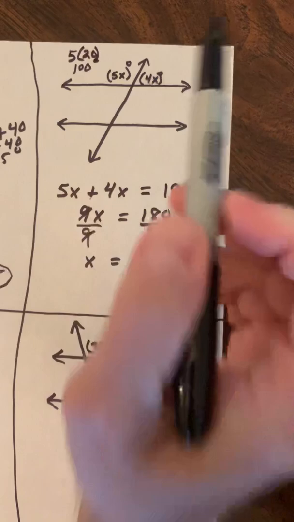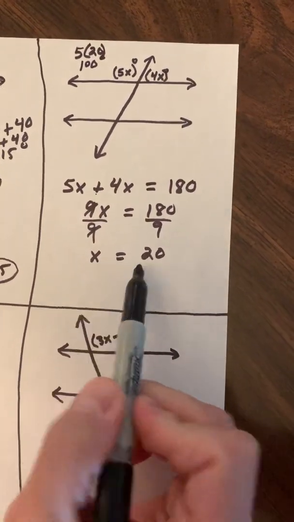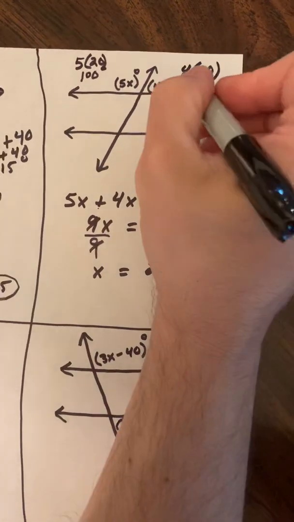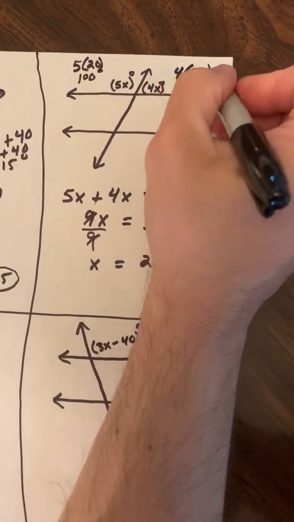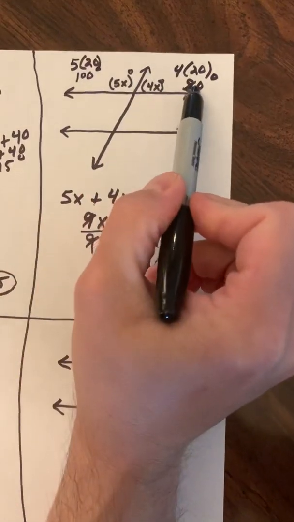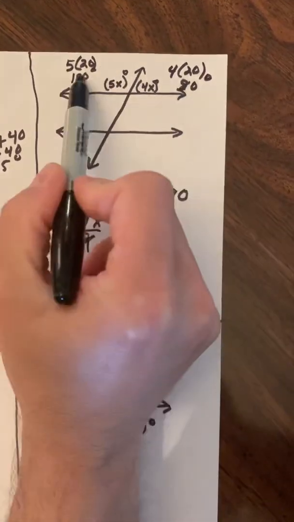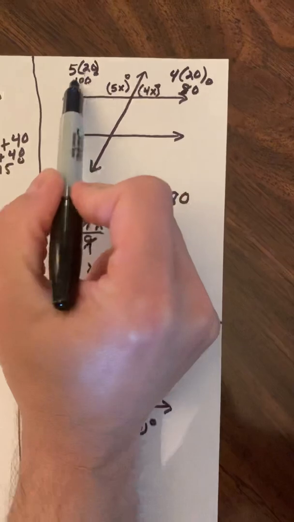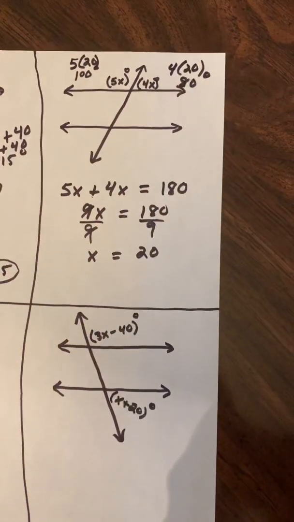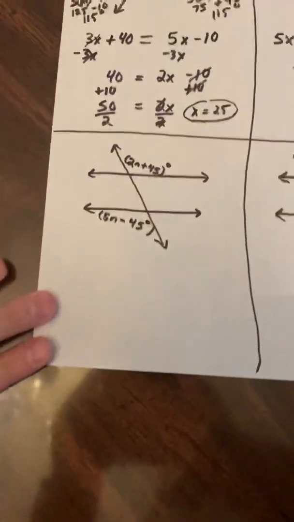This one was labeled 4x, all right? So here my x was 20 again. I'm going to do 4 times 20, and 4 times 20 is 80 degrees, okay? So this one came out to be 100, this one came out to be 80. Do those add up to 180? Yes, they do. That's good news because we said they were going to add up to 180 in the equation, didn't we? 100 plus 80, that checks out. That's good, okay?